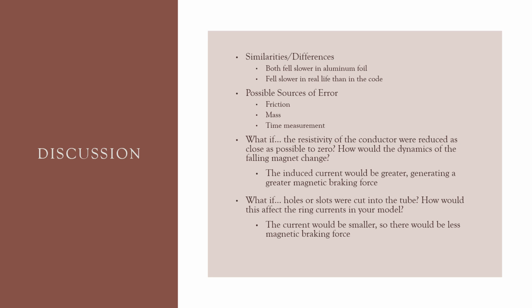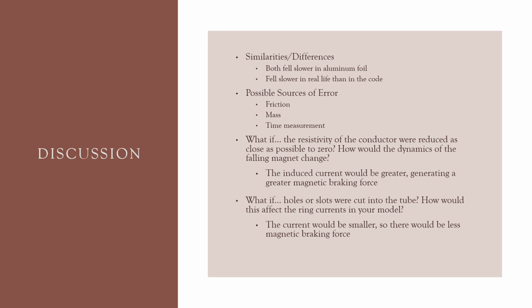It is also possible I estimated the mass wrong of the magnet, because I didn't actually weigh it. I was just given the mass, and this could have been incorrect, and this would have thrown the calculations in the code off. And the other source of error is if I measured time inaccurately, because I recorded a video and I just tried to estimate the time based off the video for how long it took.